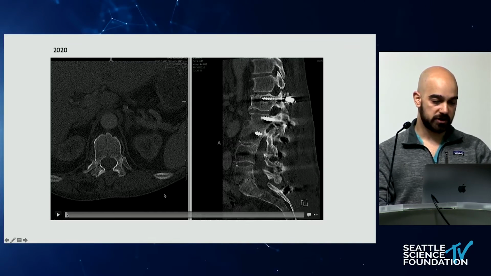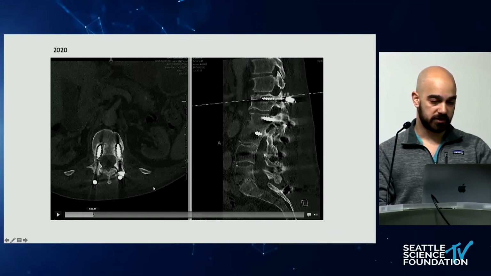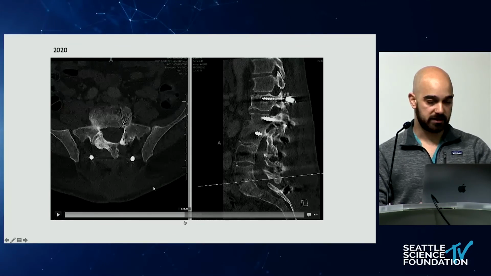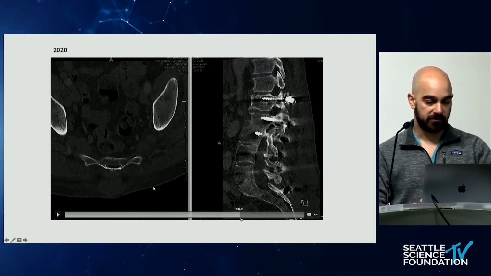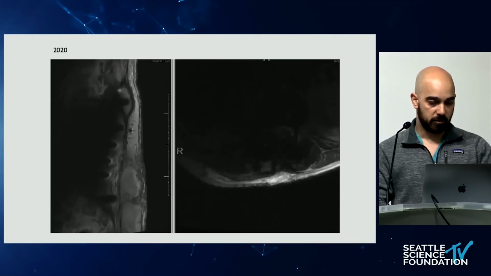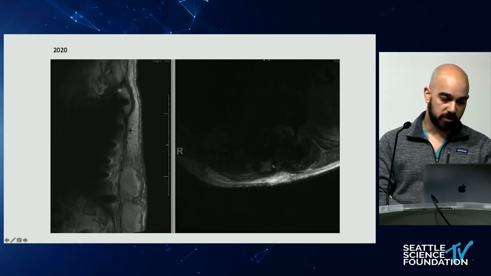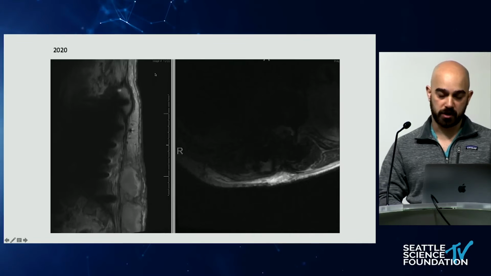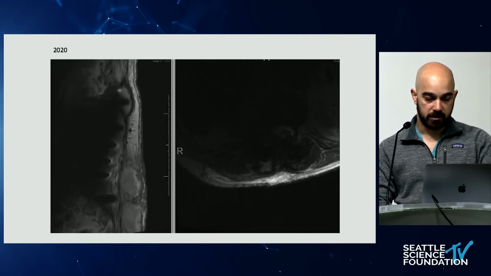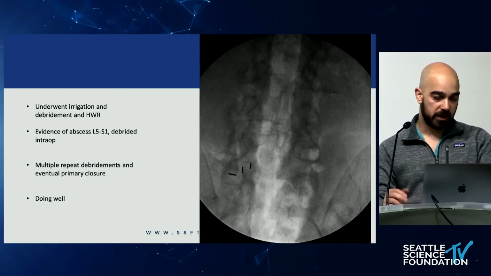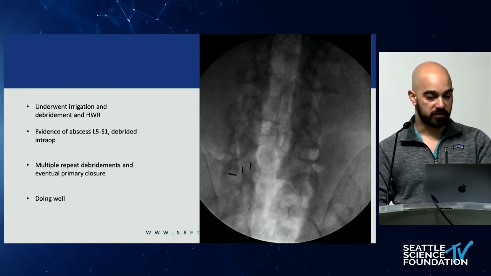And these are his images on arrival. As you can see, there's some evidence of lucency around his screws. Otherwise, he seems to be pretty solidly fused. On his MRI, it's difficult to see, but he has multiple fluid collections, more superficially, also deep around that L1 screw. He eventually was taken to the OR for irrigation and debridement and removal of his hardware.